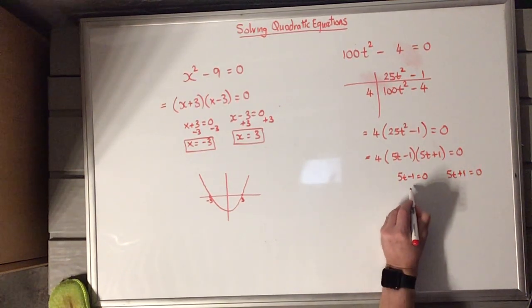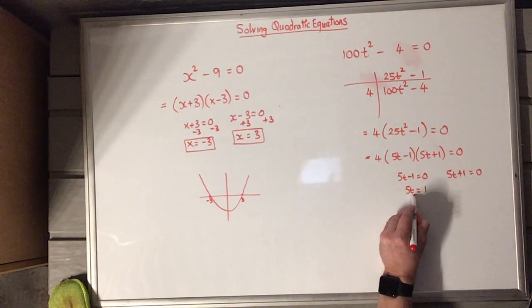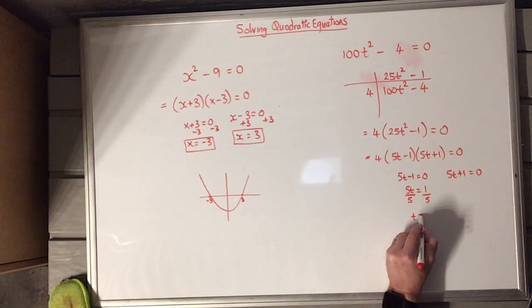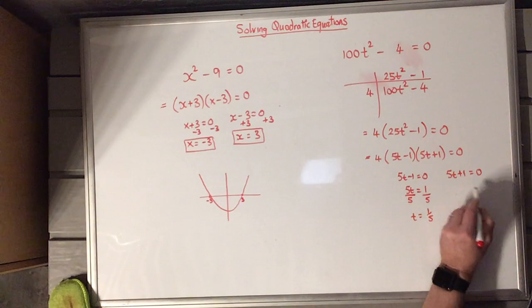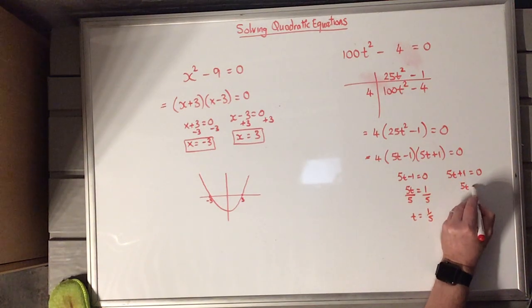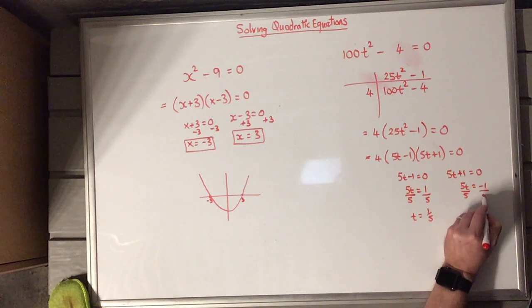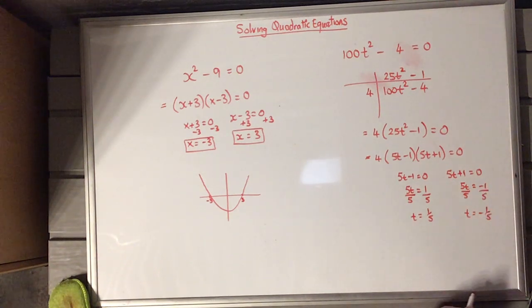So solving that gives me 5t is equal to 1, divide through by 5. So in this case t is equal to a fifth. And the same idea here, 5t is equal to minus 1, divide through by 5. So t is equal to minus 1/5.